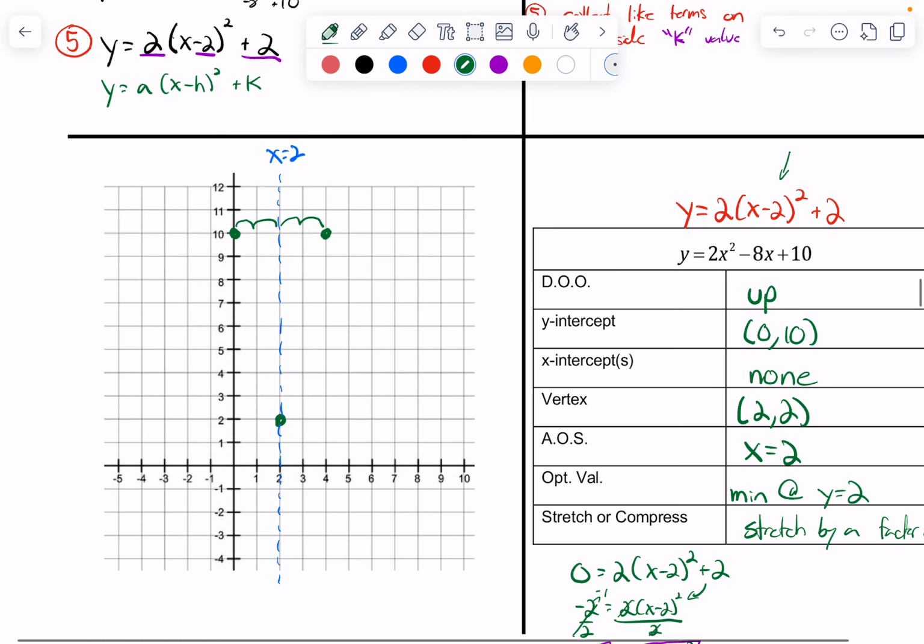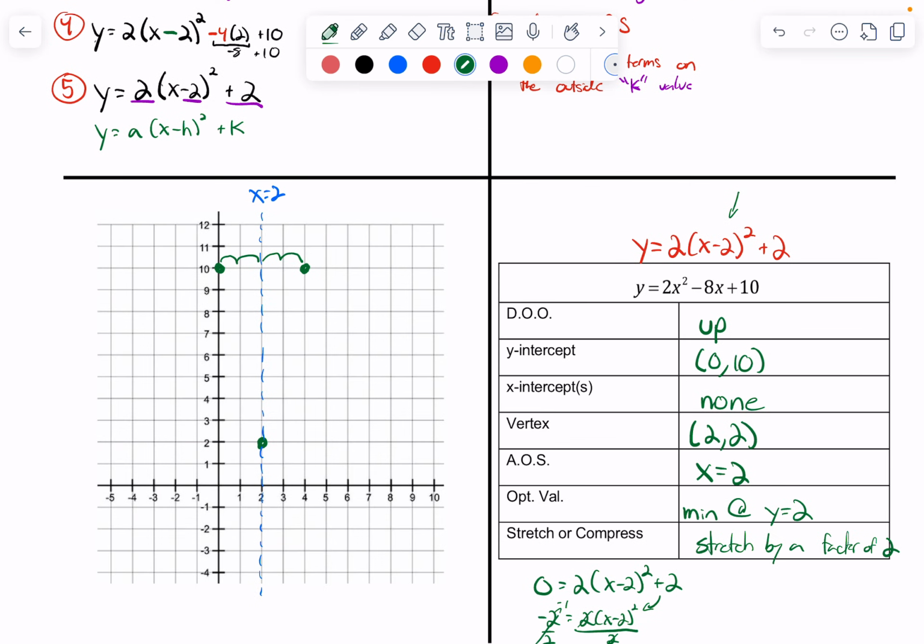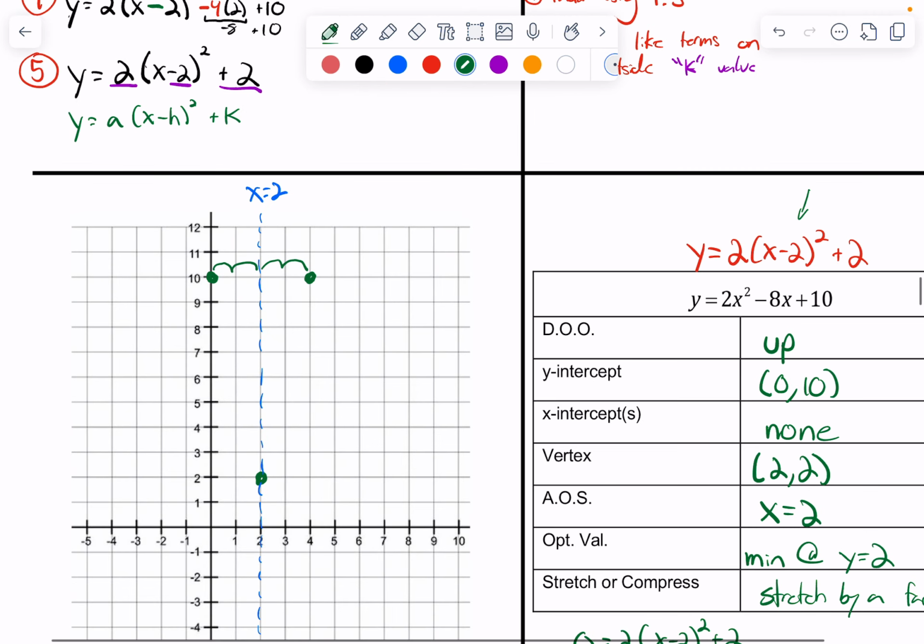So here is actually the same graph. Okay. So you can plot these points right here. Go down to your vertex. And then you come up like this. And there is your graph. This is y equals 2 times x minus 2 squared plus 2.